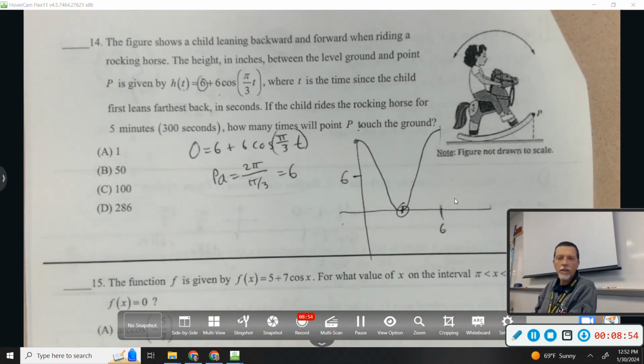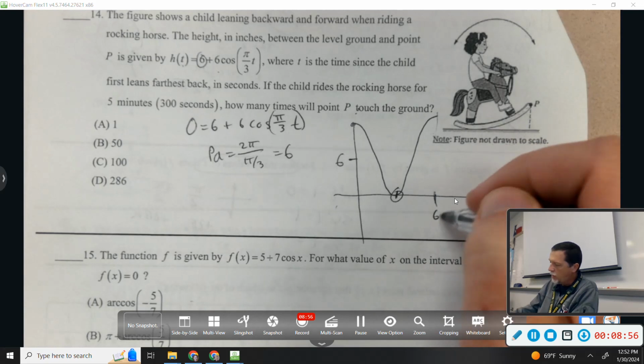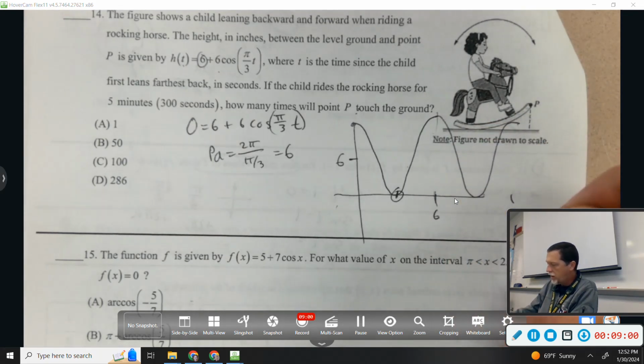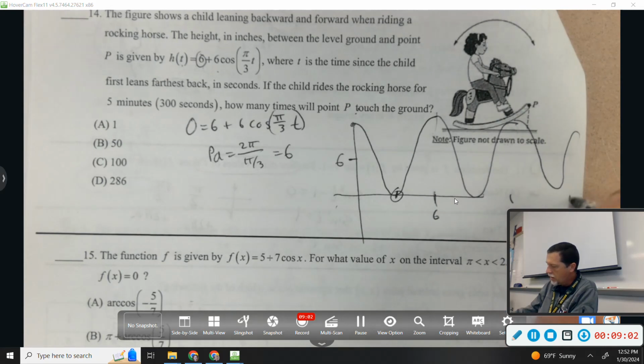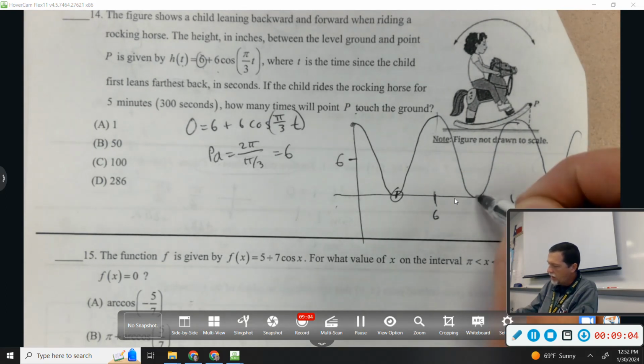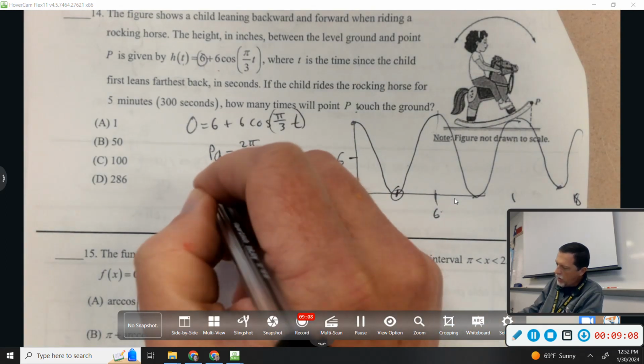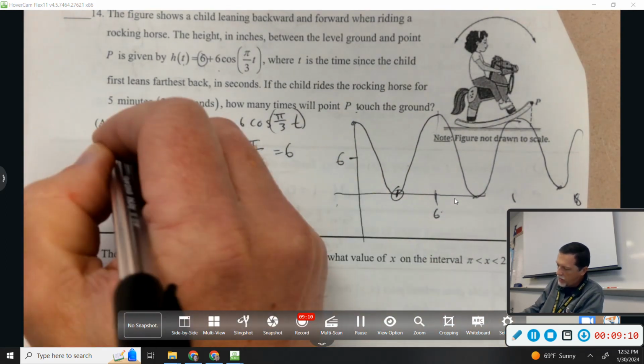So it happens once between 0 and 6, but we're not going 0 to 6. We're going 0 to, not 12, not 18. All right, dot, dot, dot. So once every 6 seconds it touches. 300 divided by 6 is 50.